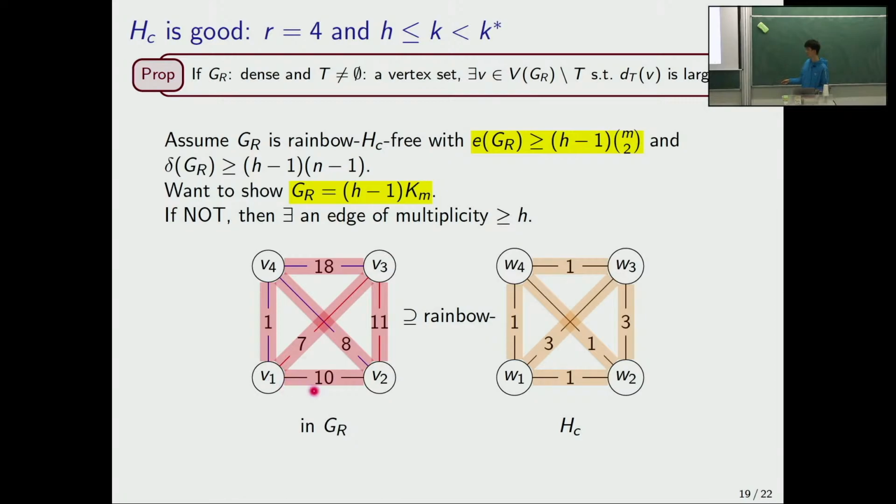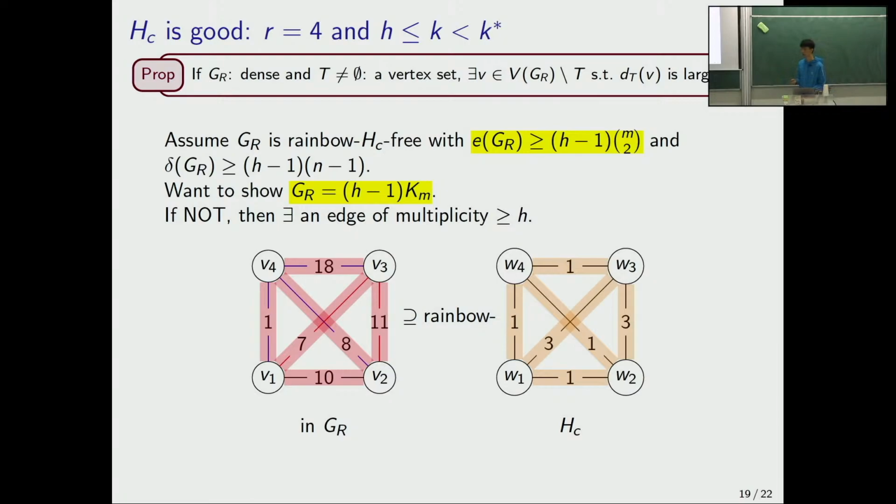when embedding this edge to here, we probably need here we use 9 colors. So what we need is the multiplicity of this minus 9 should be at least like this one, and this requires that the multiplicity of at least one edge should be at least 10. So this is the reason why existence of such edge implies the rainbow copy of HC. So anyway, we found the rainbow copy of HC in GR, which is a contradiction because we just assumed initially that GR is rainbow HC.